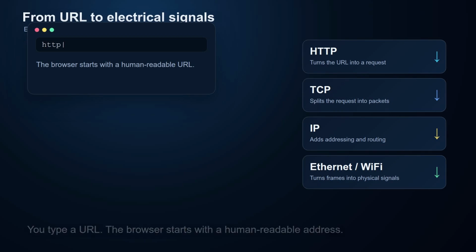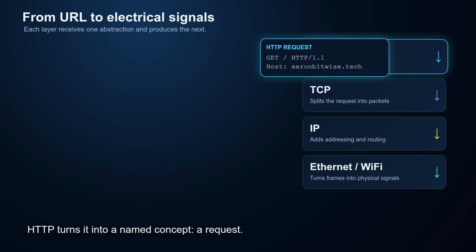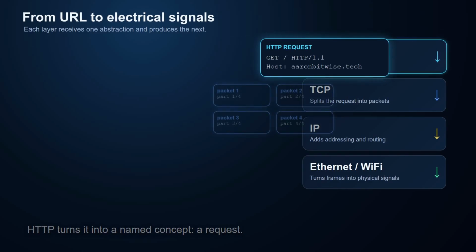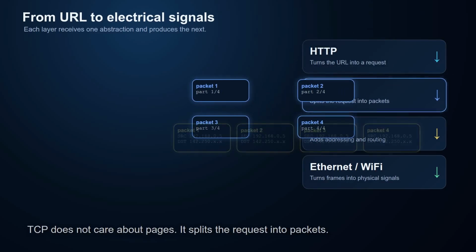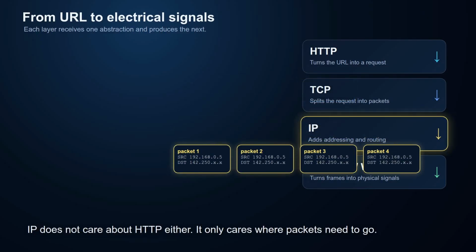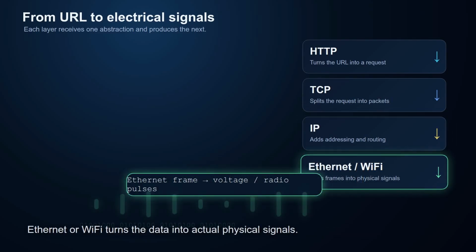When you type a URL into your browser and hit enter, here is what actually happens in order. Your browser takes that URL and turns it into something called an HTTP request. That's a named concept, an abstraction. That HTTP request gets passed to something called TCP, another abstraction, which splits it into packets. These packets, small pieces of information, get passed to something called IP, another abstraction, which figures out where they need to go to the server. IP passes them to something called Ethernet or Wi-Fi, another abstraction, which turns them into actual electrical signals. That's 4 layers right there, and we haven't even left your computer yet.